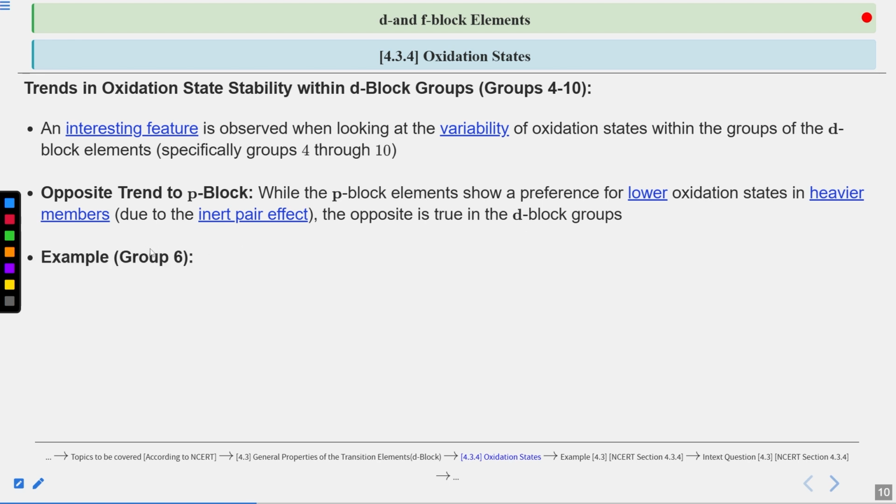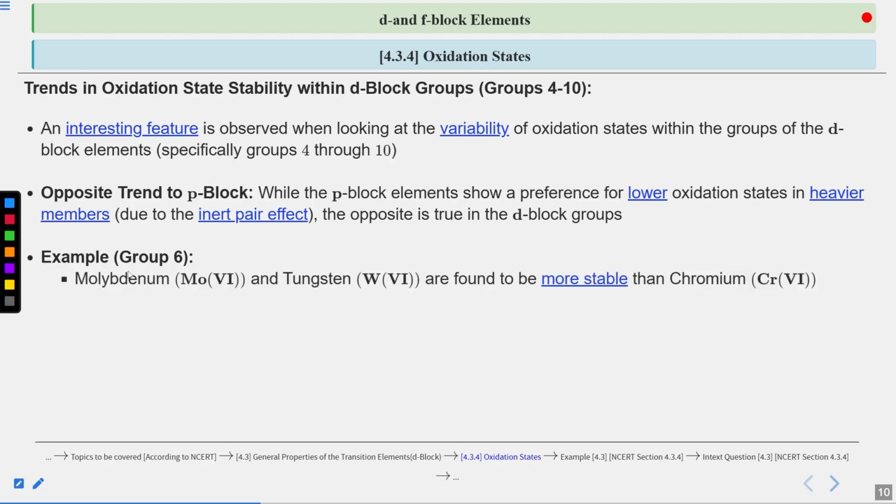For example, if you take group 6, molybdenum in the +6 and tungsten in the +6 are found to be more stable than chromium in +6. So if you see group-wise, going down the group, molybdenum and tungsten, which are heavier members, in the +6 higher oxidation state are more stable than chromium in the +6.